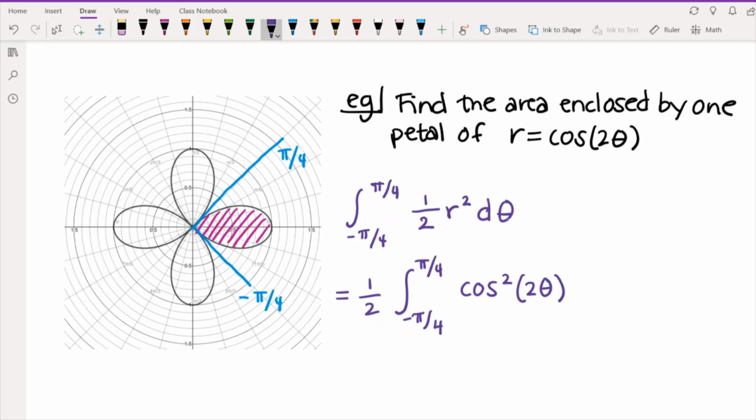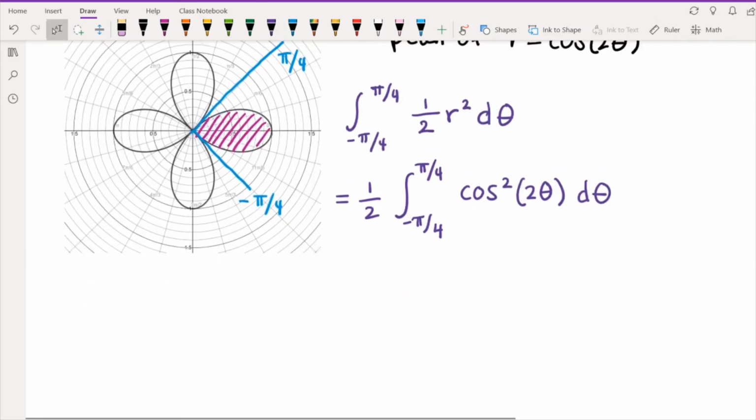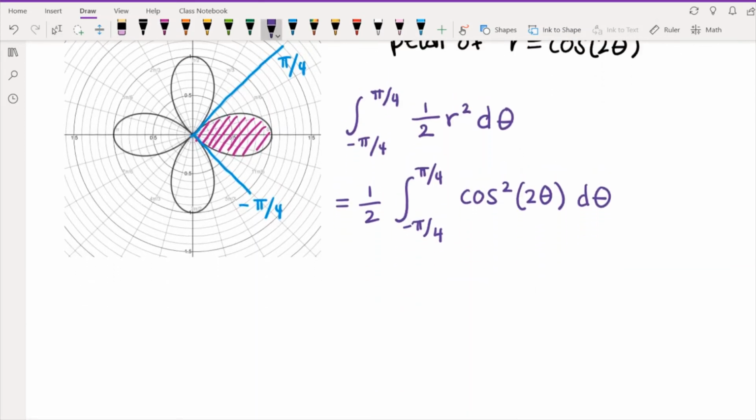So we're just taking cosine of 2 theta and squaring it. Okay, so we're going to use an identity to be able to evaluate this integral. But before we do that, there's an observation that will make this a little easier, which is that this is symmetric, right? What if instead of going from negative pi over 4 to positive pi over 4, we started at 0 and just went from 0 to pi over 4? Well, that would give us half of the area, right?